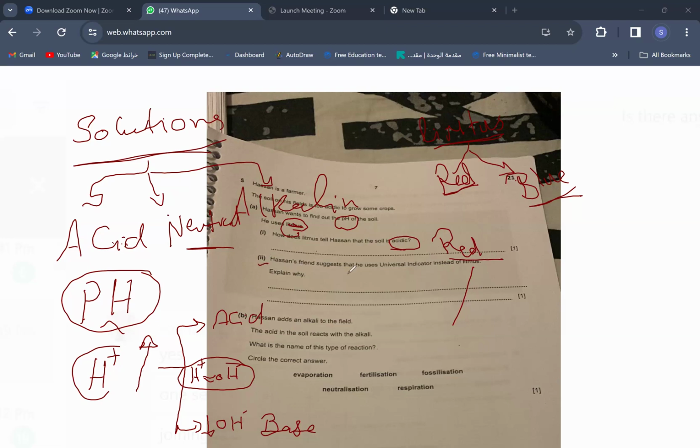Hassan's friend suggests that he uses universal indicator instead of litmus paper. Explain why. طيب انا كنت لسه بقول لك ان الليتمس بيبر دي حاجه بدائيه جدا. عندنا حاجه تانية غير الليتمس بيبر اسمها universal indicator.